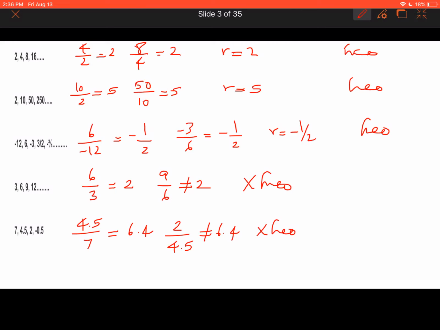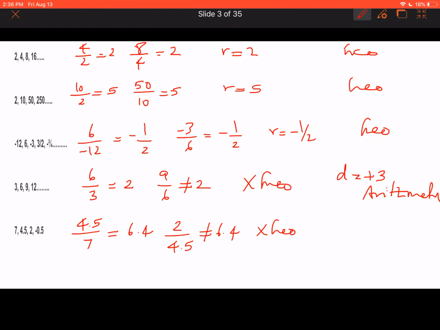So if we just check with the knowledge of arithmetic sequence what we did, the difference between the terms 3 plus 6 is 9 and 6 plus 3 is 9. So the difference is consistent being plus 3. This is an arithmetic sequence.